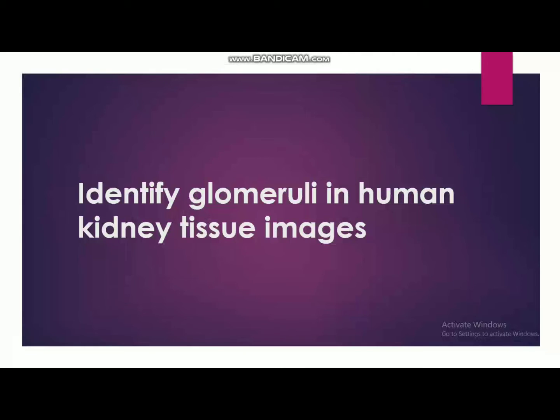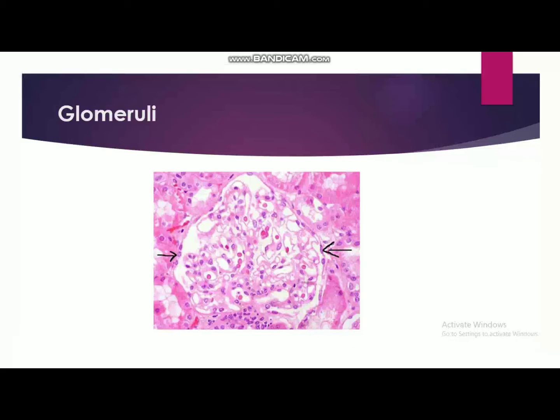So in this video we are going to discuss how to identify glomeruli in human kidney tissue images using advanced machine learning or deep learning techniques. So basically, what is a glomerulus? Well, according to Google, glomeruli are the tiny network of blood vessels that are the cleaning units of your kidney. They filter waste and remove extra fluids from your blood.